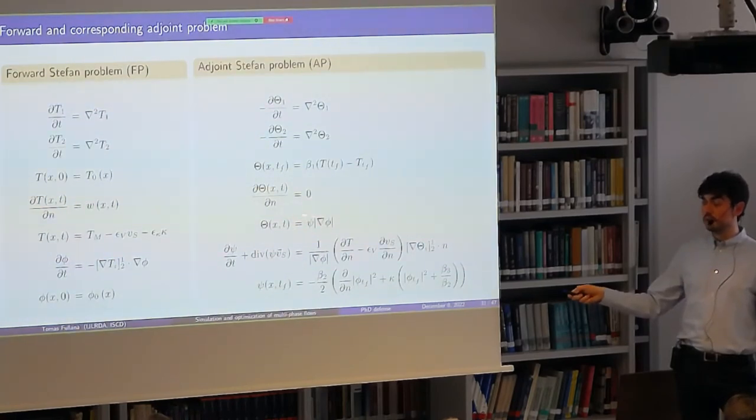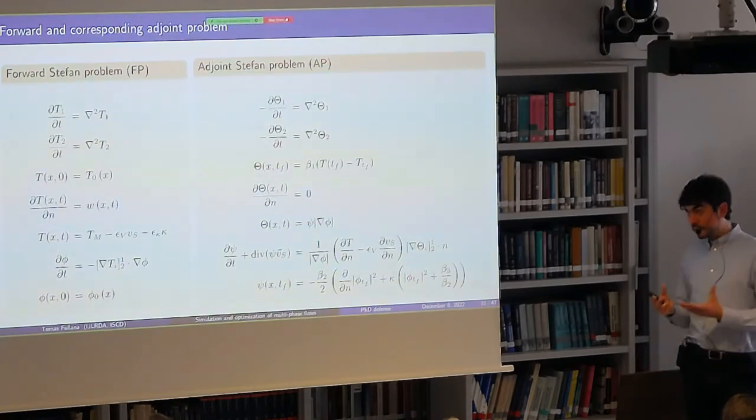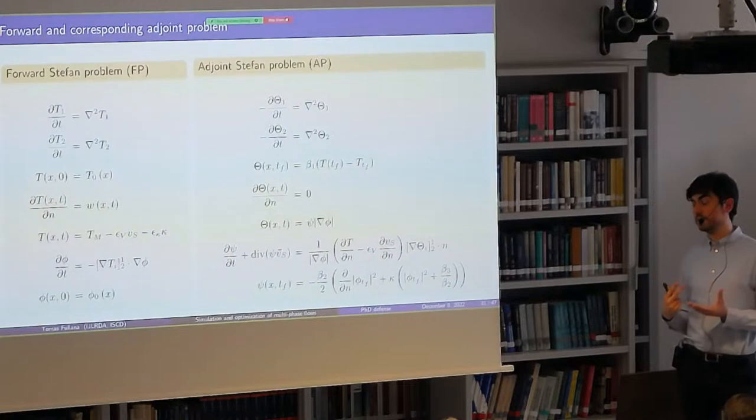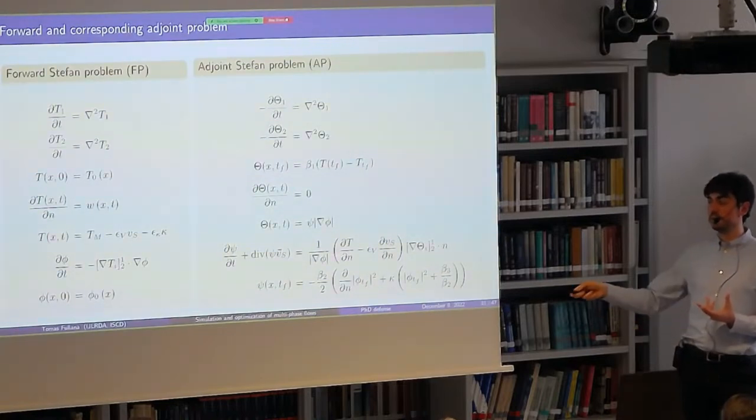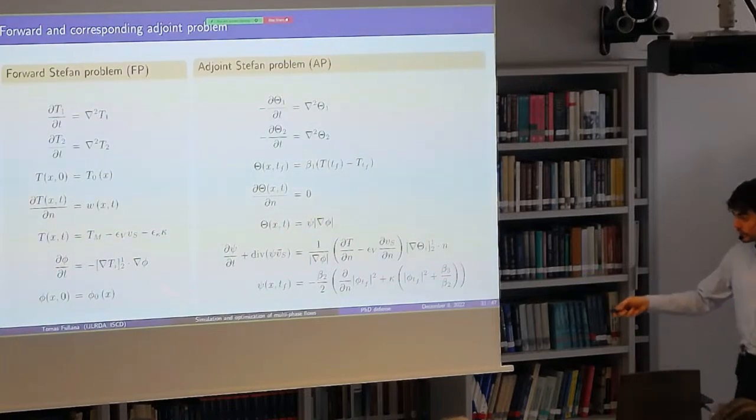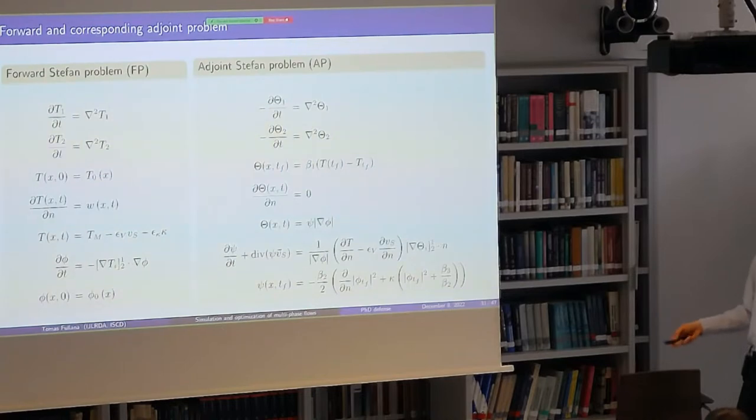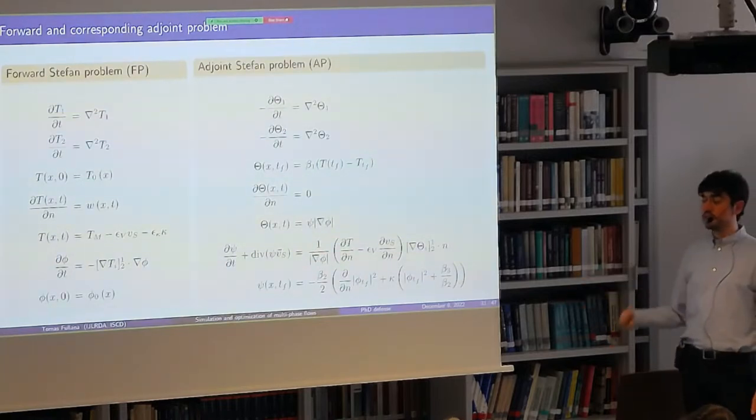psi being the adjoint level set. Psi now is no longer a signed distance function. This will not be used to track the interface. This will be an extra variable that will enter the problem through this boundary condition here. And the adjoint level set equation is basically a conservation law with the source term here that we can compute by checkpointing, these variables being the direct variables. And of course, the last one is the initial condition for the adjoint level set.